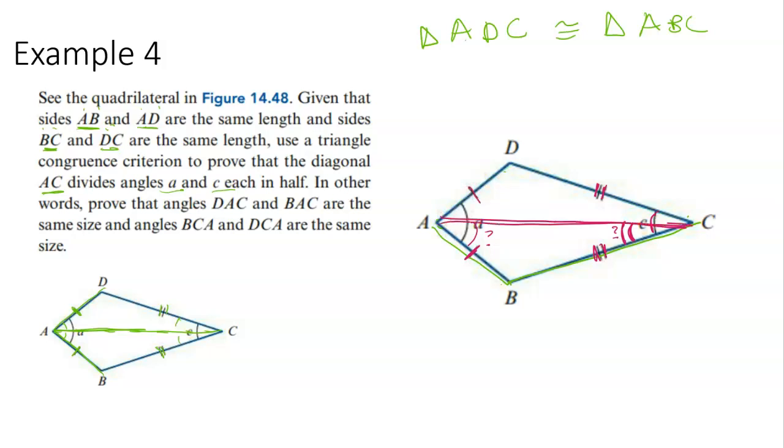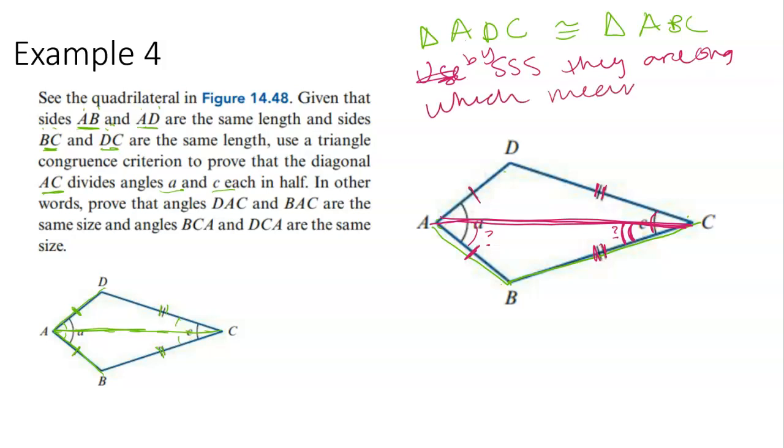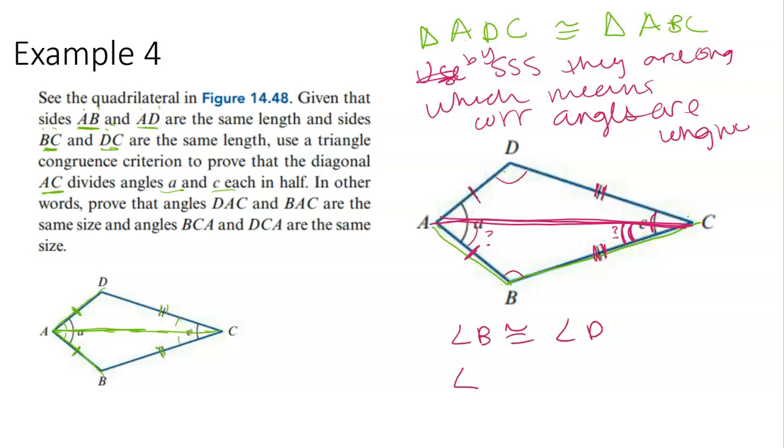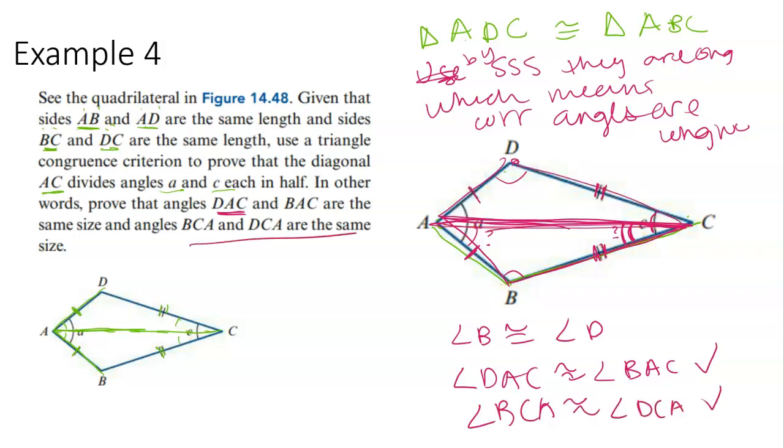And then what do we know about AC? AC is the same line, so it's definitely congruent to itself. So we can use side, side, side to say this. These are congruent by side, side, side. So by SSS, they are congruent, which means corresponding angles are congruent. And that means that angle B is congruent to angle D. And that means that angle DAC is congruent to BAC, which is what they wanted. And that means that angle BCA and DCA are congruent, which is the other one they wanted.